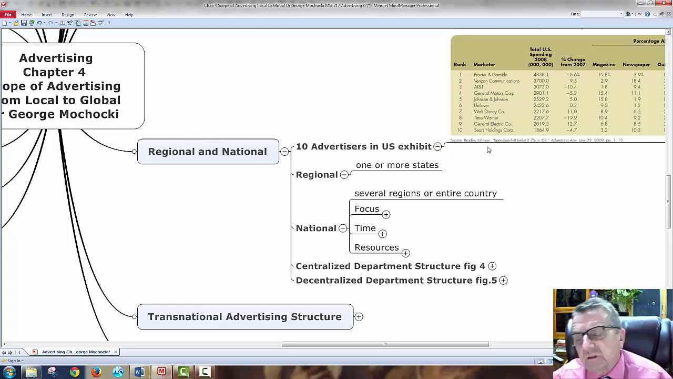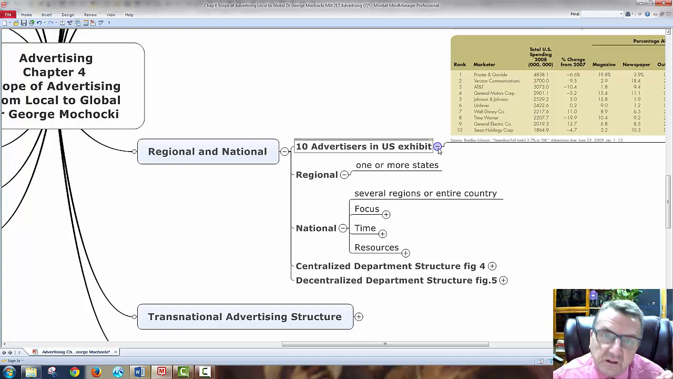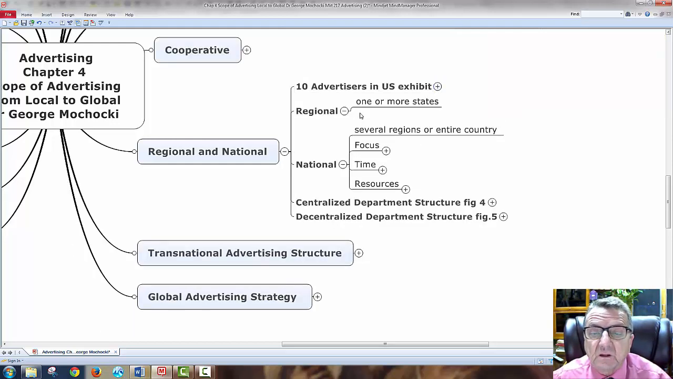variety of them. In the book I had the supplications and material you've been using. It's an excellent read. This is probably one of the easier to read books. It's right to the point. It's very current, and it gives you a lot of information. Okay, regional is one or more states. National, several regions or the entire country.